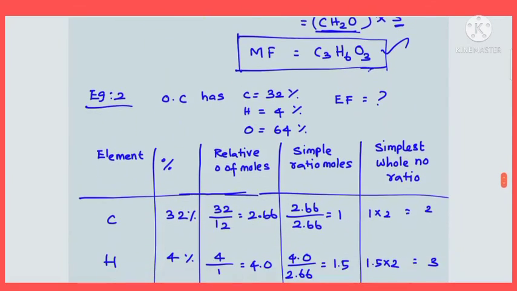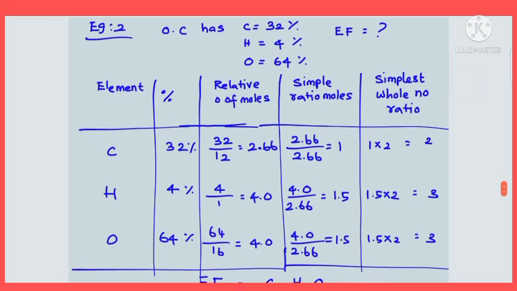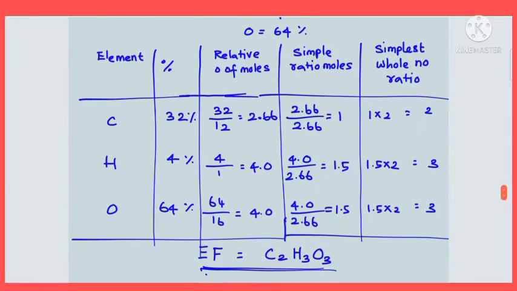So this is how to do the empirical and molecular formula calculation using the percentage composition of different elements. I give one more example. An organic compound has carbon 32%, hydrogen 4%, oxygen 64%. Find the empirical formula. In this problem we are going to find only the empirical formula. As usual I have written the tabular column: element carbon, hydrogen, oxygen, with percentages 32%, 4%, 64%.